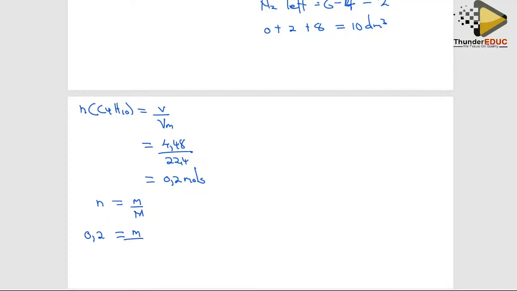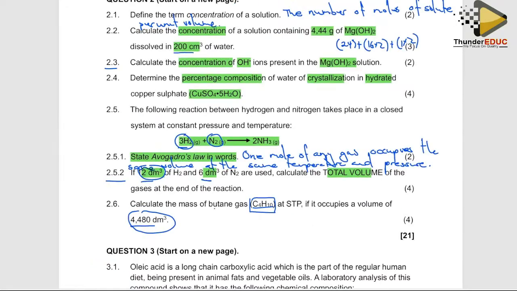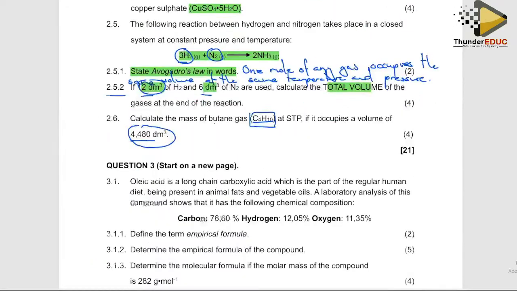over M, right? So the molar mass of this C4H10 is equivalent to carbon, which has a mass of 12 multiplied by 4, then plus my hydrogen, 1 times 10, which is equivalent to a total of 58, right? So I'm going to say all over 58. If I do my math there, I'm going to get a value of 11,6 grams. So I'm cross multiplying 0,2 multiplied by 58. Then I'm going to proceed to question 3.